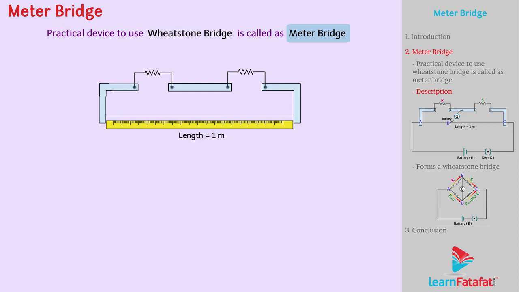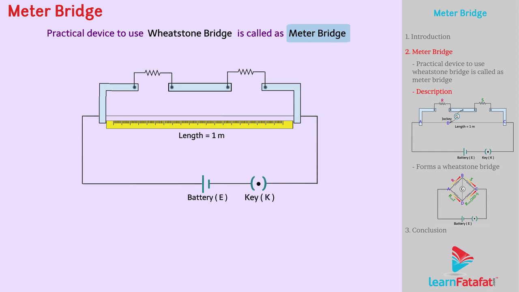The two endpoints where the wire is clamped are connected with a battery and key. One end of the galvanometer is connected to the metallic strip while the other is connected to a sliding jockey. The jockey is a metallic rod whose one end is a knife edge which slides over the wire to make an electrical connection.